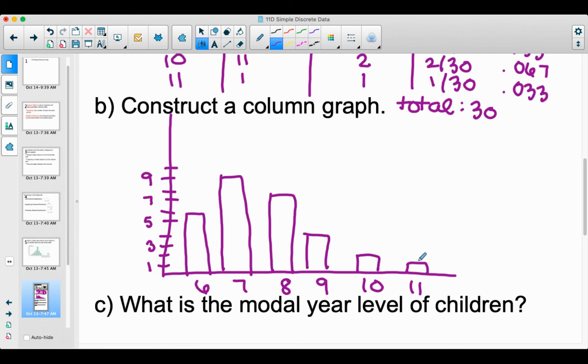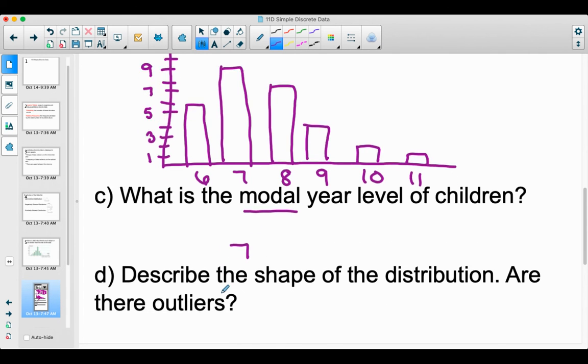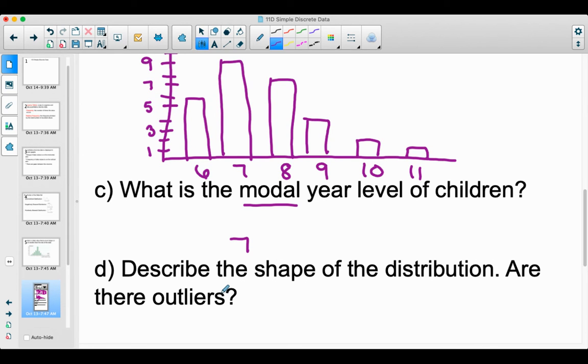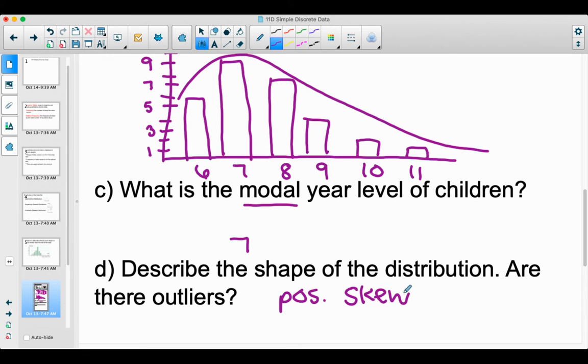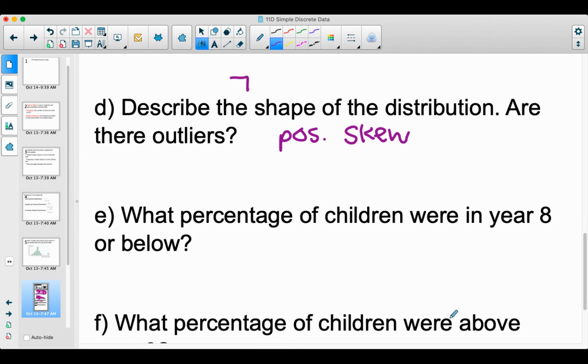So then it says, what is the modal year of the children? Modal means mode, and mode means most often. So 7 would be our modal year. It says, describe the shape of the distribution and are there outliers? If you notice that our tail comes to the positive direction, so this is a positive skew distribution, and no, there are no outliers.